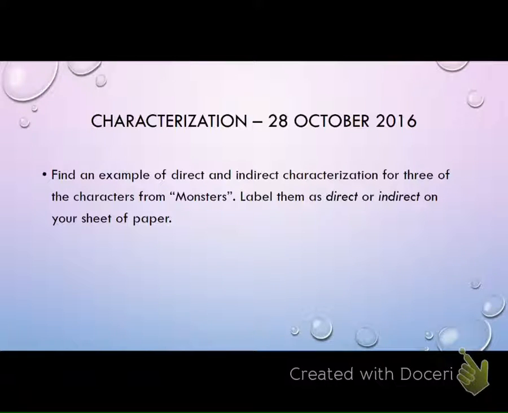Pick 3 characters. Make a little table if you want to. For each character, you have to give me an example of direct and indirect characterization. So each character should have 2 types of characterization, 1 direct and 1 indirect. By the end, you should have 6 examples, 3 direct and 3 indirect. I'll even give you an example. Take those 5 characters again. Those are the easiest ones to work with.